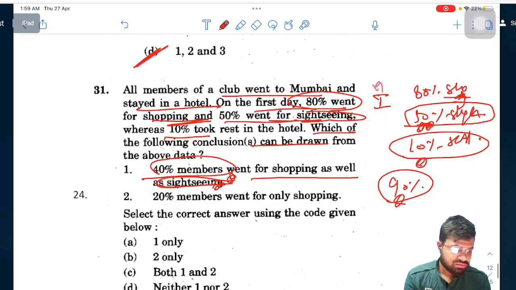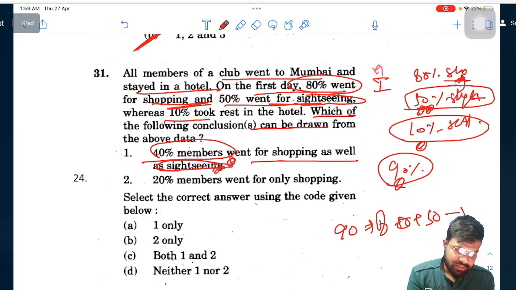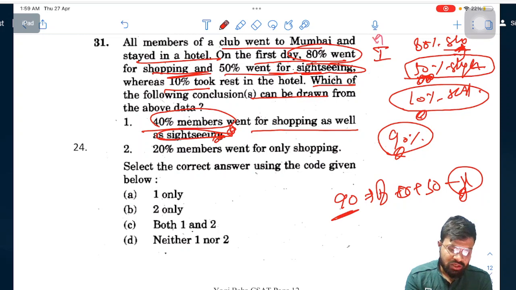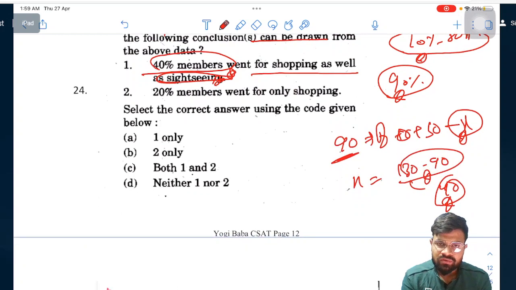Let's say 90 is equal to 80 plus 50 minus x. This is the intersection of the sightseeing and shopping. 90 is the total number of candidates that were gone. So how will you find x? x you'll find as 130 minus 90. This is the intersection, that is 40. So 40% of the people went for both. So this is how you got that.